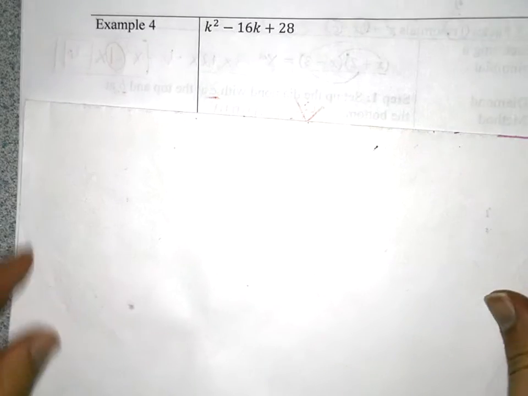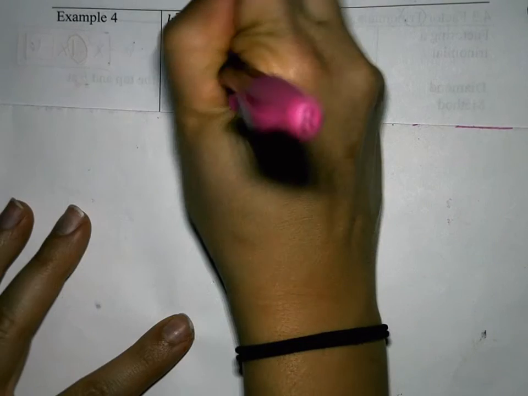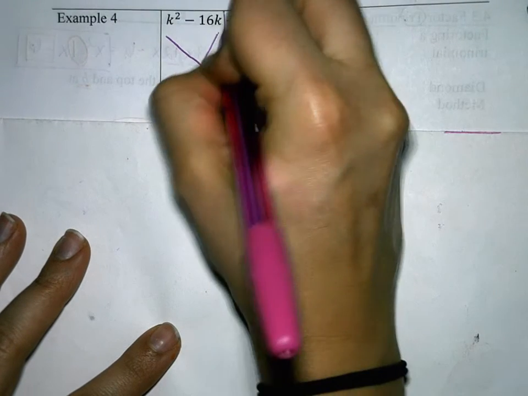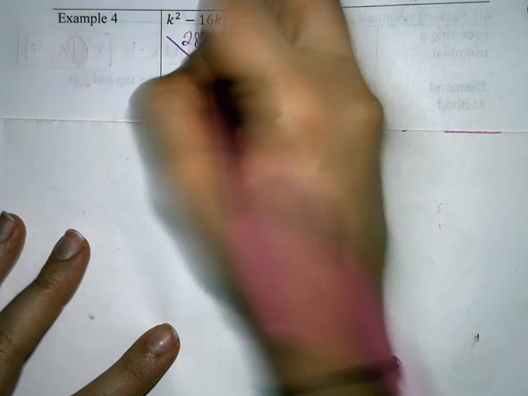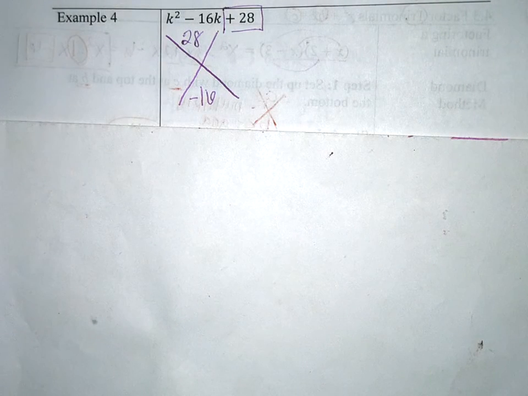Example 4. So there's another negative in here. Now, when we're dealing with negatives, we always have to be careful. So first thing we do is set up our diamond and fill it in. So I have positive 28 goes at the top, and negative 16 goes at the bottom.